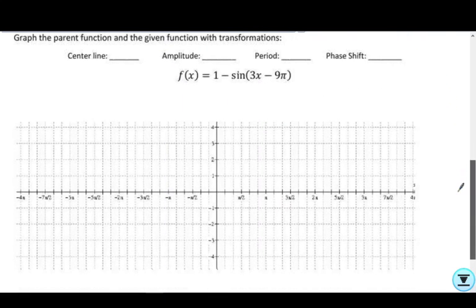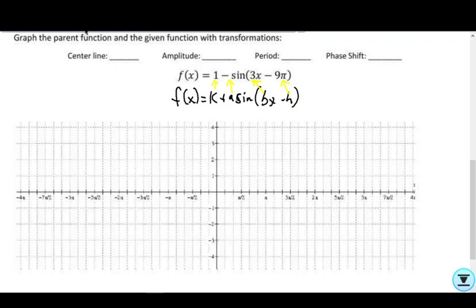Okay, and then we're going to work this one out exactly the same way. F of x equals k plus a sine 3x minus 9 pi. So that's my k, that's my a. Oh, sorry, I rewrote the function. This should be bx minus h. That's b, and that's h.